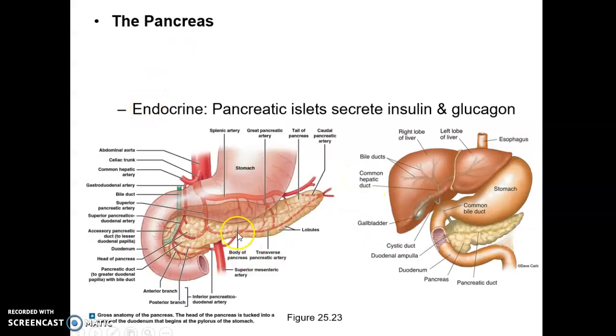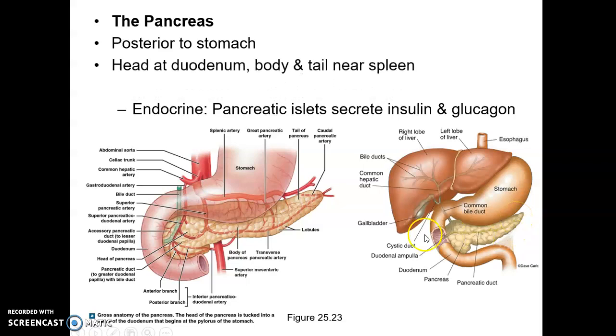The pancreas. Remember the pancreas, a mixed gland, posterior to the stomach, slightly inferior to it. Structurally, the head of the pancreas is at the duodenum, then there's the body, and the tail is out near the spleen. Again, a mixed gland has endocrine and exocrine function. Remember the endocrine part, the pancreatic islets, or islets of Langerhans, secrete the hormones insulin and glucagon, which regulate blood glucose levels.